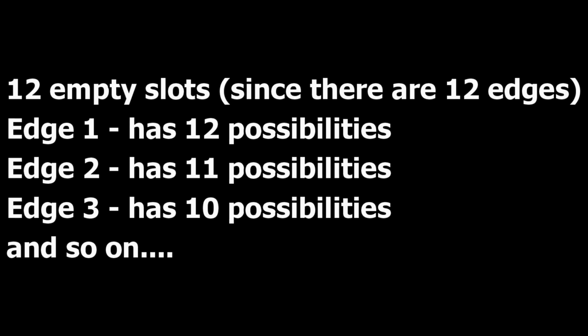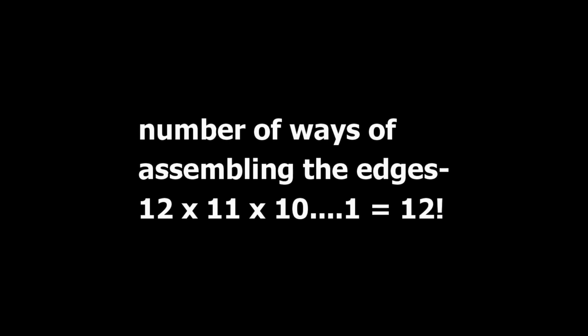Now, let us think only about edges. Let's forget everything else, just edges. If we were to remove all the edges, we will have 12 slots empty because there are 12 edges. So if we want to put the first edge in, we have 12 possible slots. For the next edge, we have 11 possible slots. And for the next, we have 10 possible slots. And it goes on. So the number of ways in which we can assemble all the edges is 12 times 11 times 10 times 9 all the way up to 1.